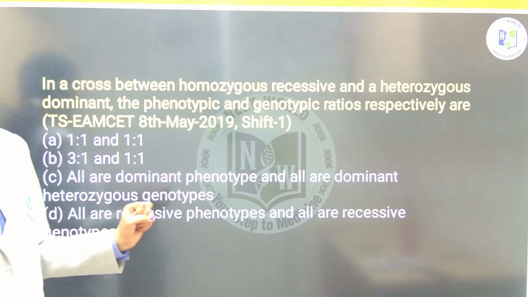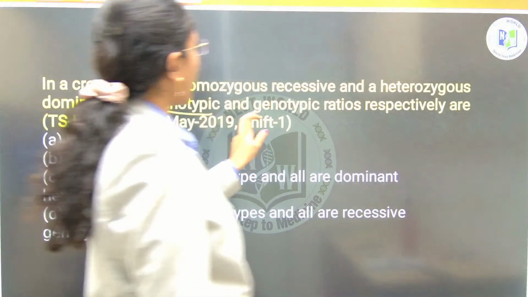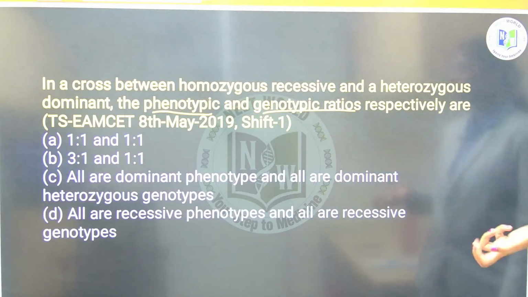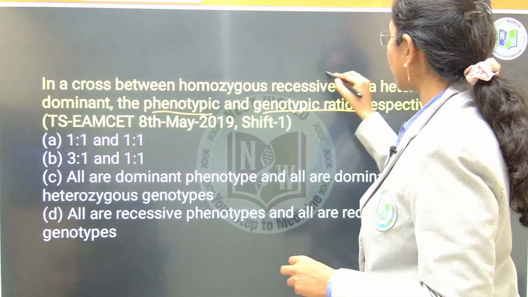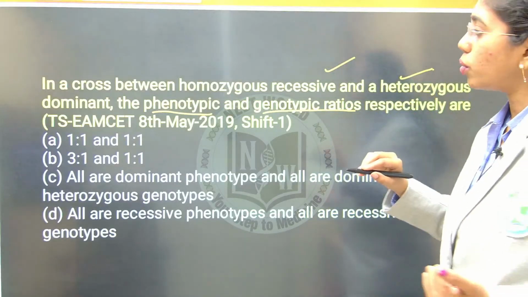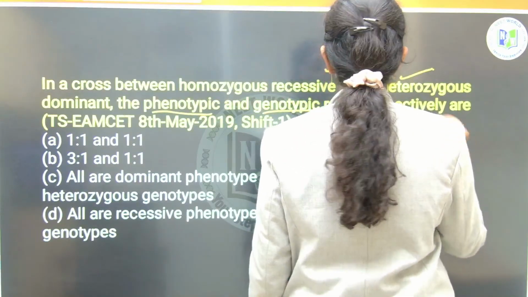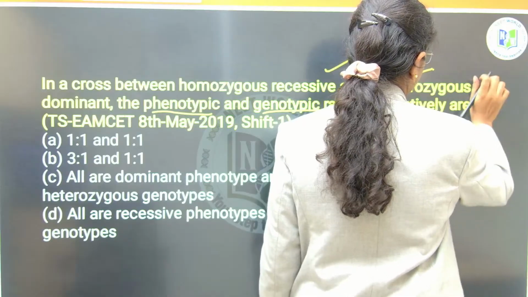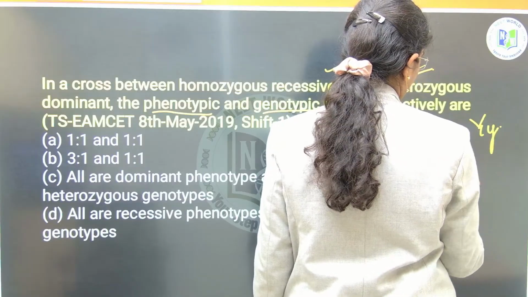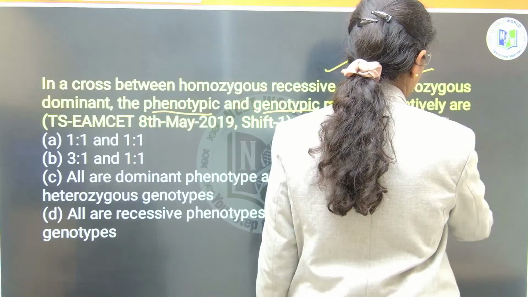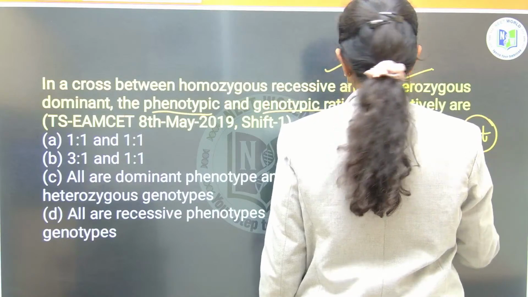In a cross between homozygous recessive and heterozygous dominant, what are the phenotypic and genotypic ratios respectively? Let us do it with one example with homozygous recessive and heterozygous dominant. What are the combinations that we are going to get?